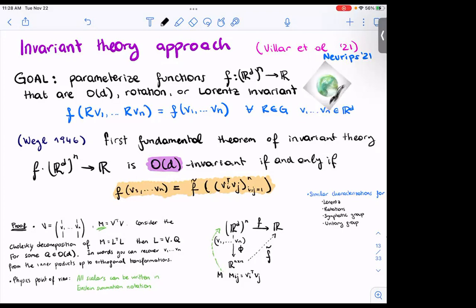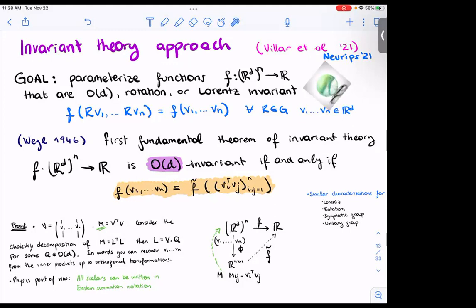So, what I just said here, one direction is obvious, right? If I have a function of the inner products, that function is going to be invariant with respect to rotations. Because if I take my vectors, I take the inner products, and I rotate everything, the inner products don't change. The maybe not so trivial part of the argument is that every function that is invariant can be written in terms of the inner products. So that's the first fundamental theorem of invariant theory.